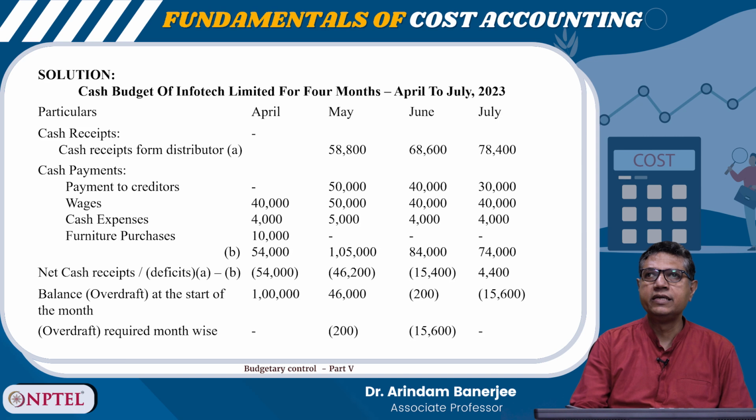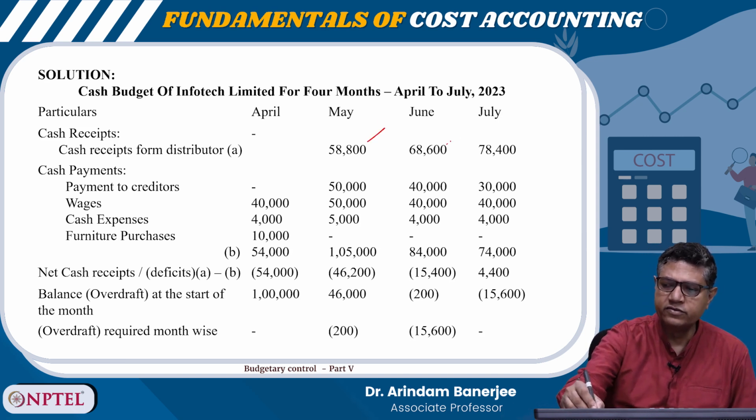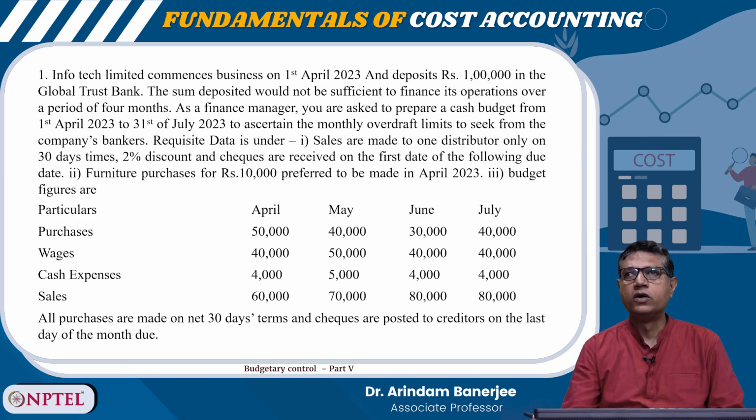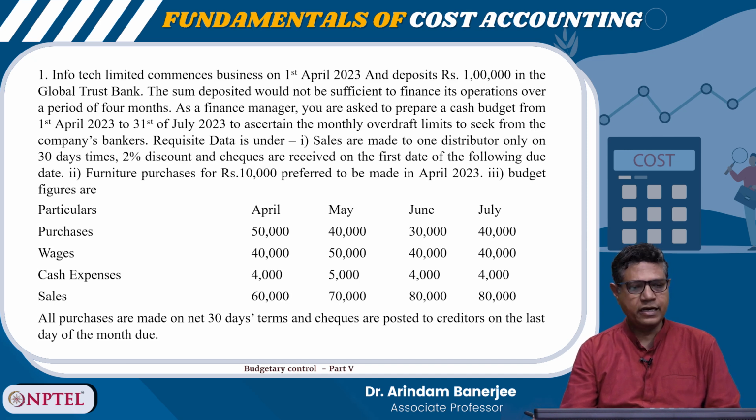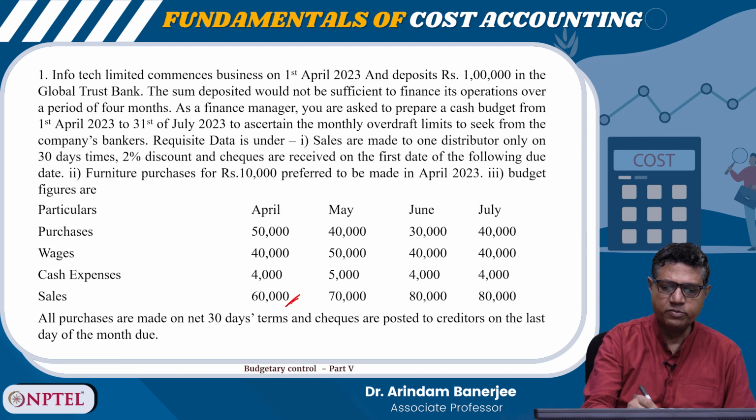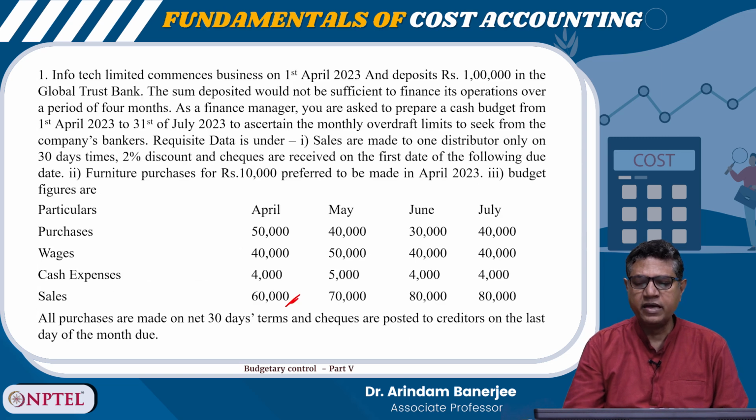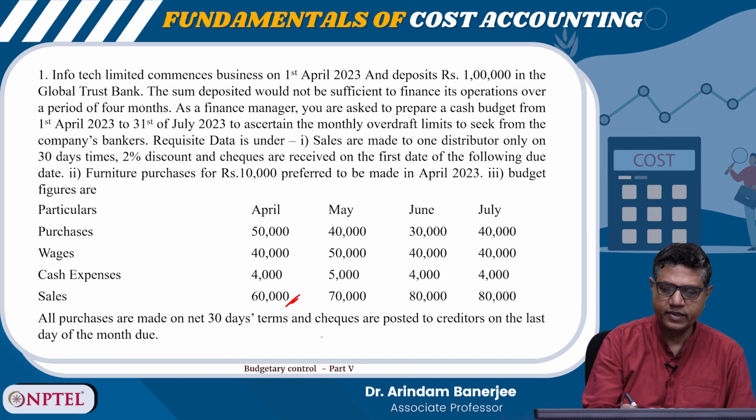The cash receipts from distributors are 58,800, 68,600 and 78,400, right. It is saying sales are made to one distributor only on 30 days terms, 2% discount, and checks are received on the first date of the following due date. So, here it is 60,000 in this month. The company is supposed to receive this 60,000 minus 2%. So, 60,000 into 1 minus 0.02. 2% is 1,200.